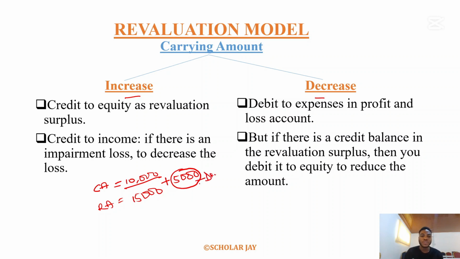So the question is, where should the corresponding credit entry go? Because you know that in accounting, every debit entry must have a corresponding credit entry. Is that not it? Now we are saying that this credit entry must be recorded under equity as revaluation surplus. This is it.